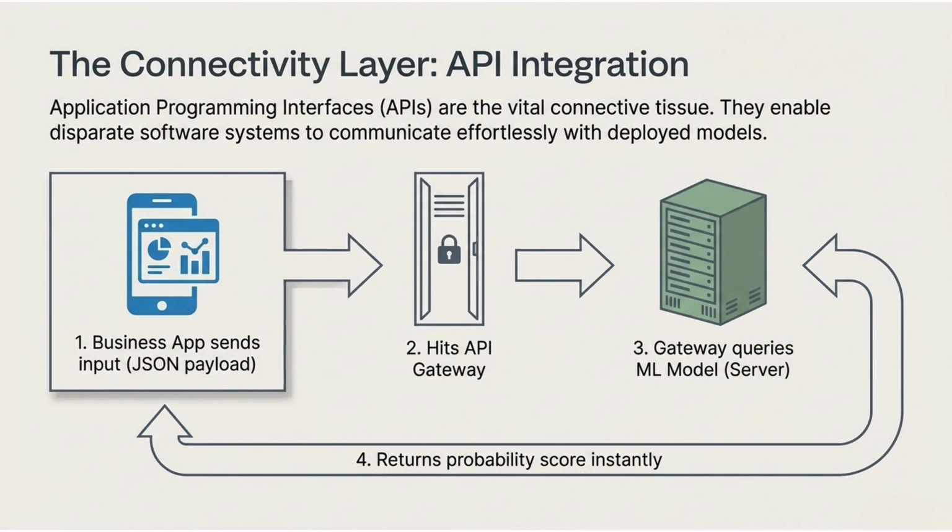APIs act as the communication layer between machine learning models and business applications. In a typical workflow, an application sends input data in JSON format. This request reaches the API gateway, which forwards the request to the machine learning model server. The model processes the input data and generates a prediction. Finally, the prediction result is sent back to the application instantly. This allows machine learning models to operate seamlessly inside real world software systems.